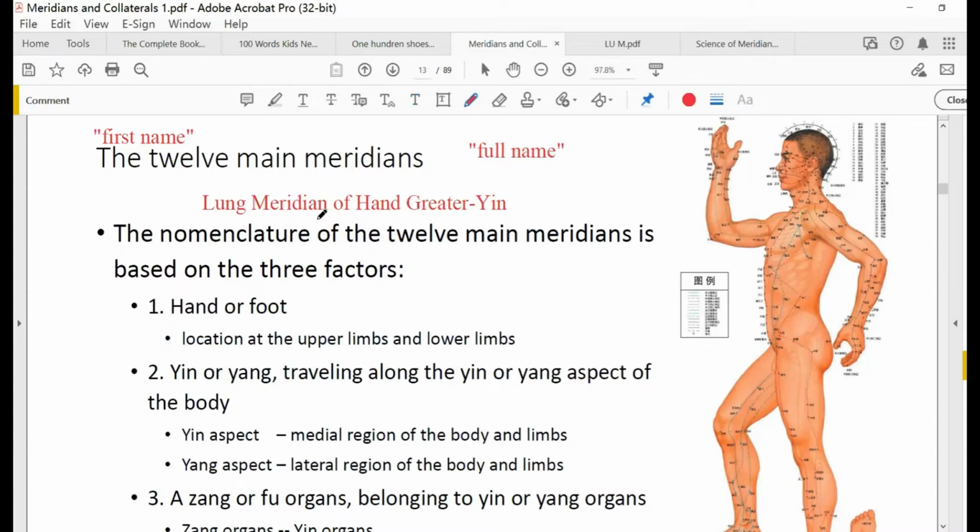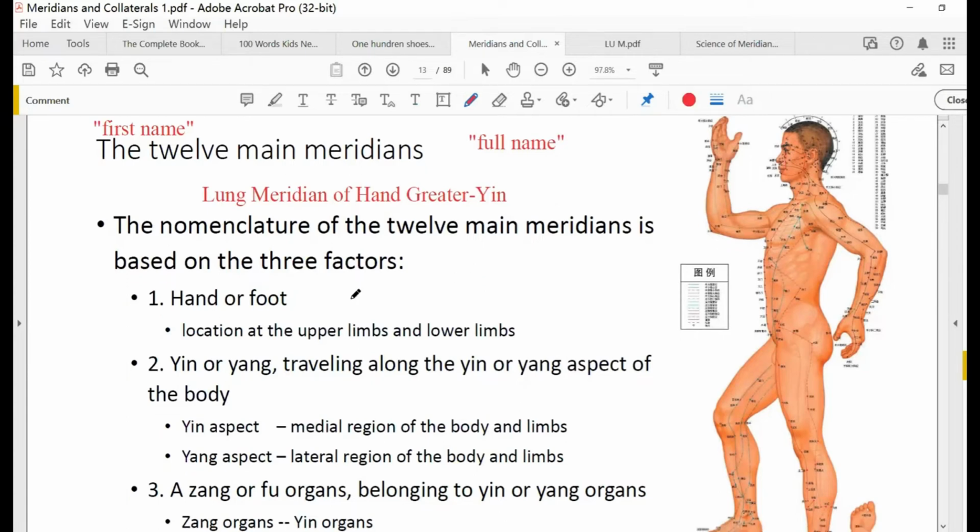And in this full name, there is hand or foot. So for the lung meridian, it's a hand, right? And hand or foot tells you the location, the upper limbs or lower limbs. So that means the lung meridian of the hand is located at the upper limbs, on the hand.